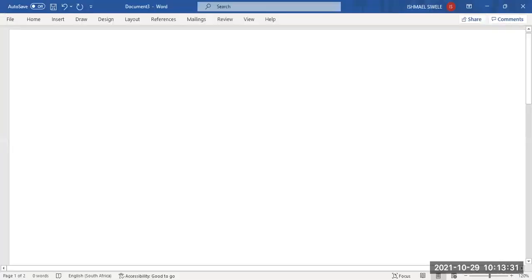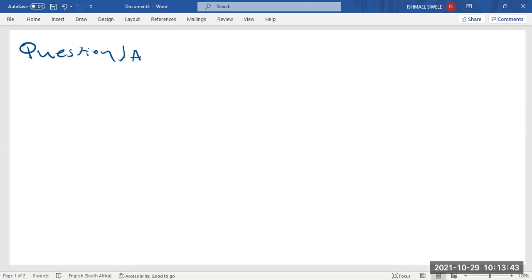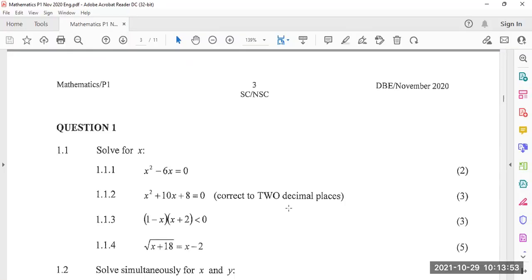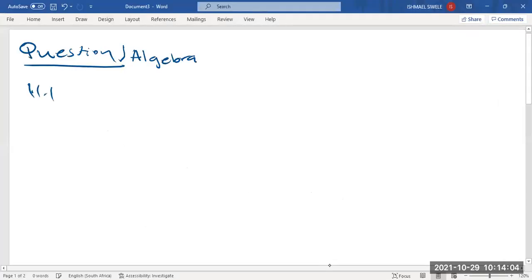Question one. This is Algebra. Okay, so let's see what it is that they're given. 1.1.1, as usual, they're always going to ask us to solve for x. So 1.1.1, they're given x squared minus 6x, which is easy math.